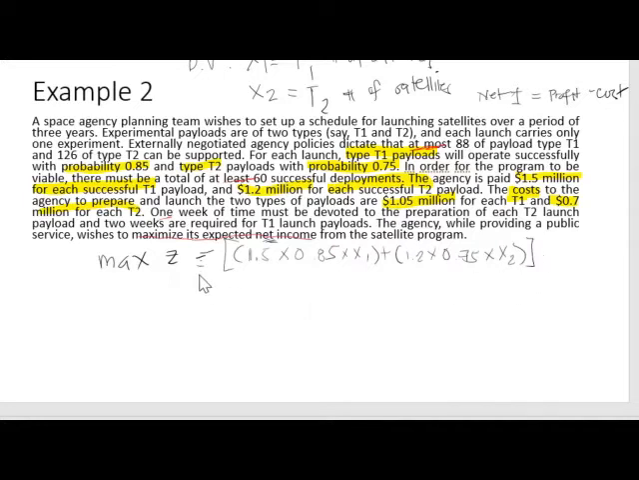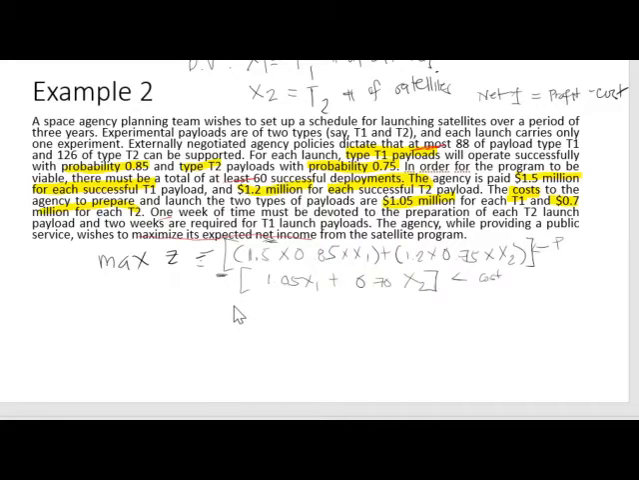Okay? Minus. What are your costs? Your cost is the cost of the two types of payloads: T1 is 1.05 million, so 1.05 X1 plus 0.7 for T2, 0.7 X2. Okay. So, this is your profit function and this is your cost function. If we subtract them, we get a more simplified objective function.